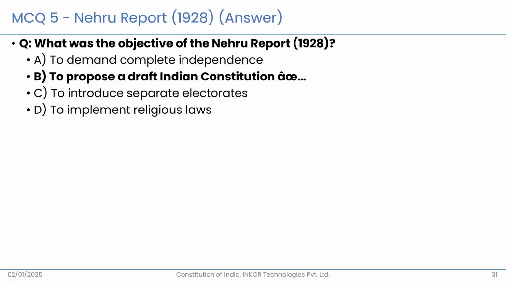The correct answer is B. To propose a draft Indian constitution. The Nehru Report was India's first attempt at drafting a constitution based on self-rule and fundamental rights.